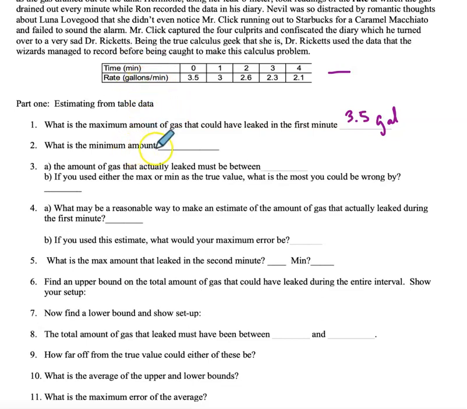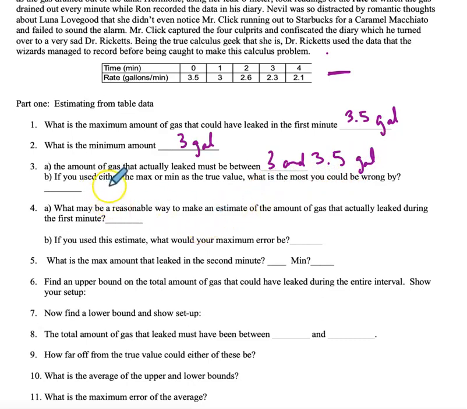The minimum amount that could have leaked out is actually 3, because this would be if it started at 3.5 gallons per minute, and then immediately dropped right to 3 and stayed at 3 for the full minute. So the minimum amount that could have leaked out is exactly 3 gallons of gas. So that means that the amount of gas that actually leaked out would be between 3 and 3.5 gallons. And if you notice, I'm using units for all of these. These are real-world problems, so you have to put in units.